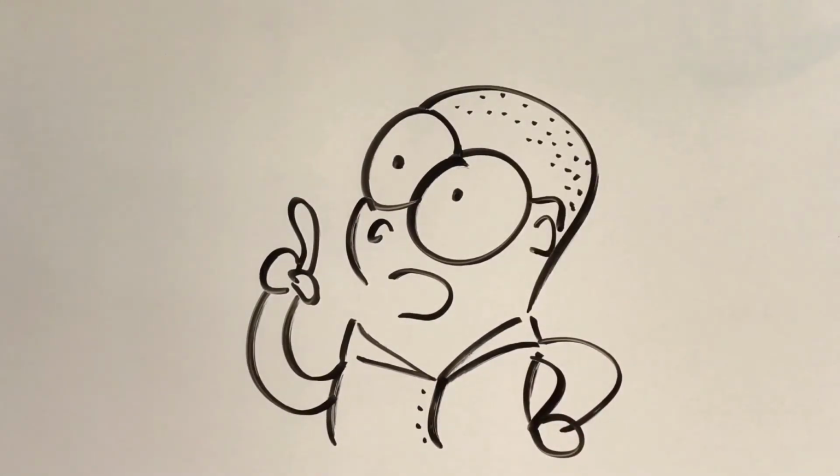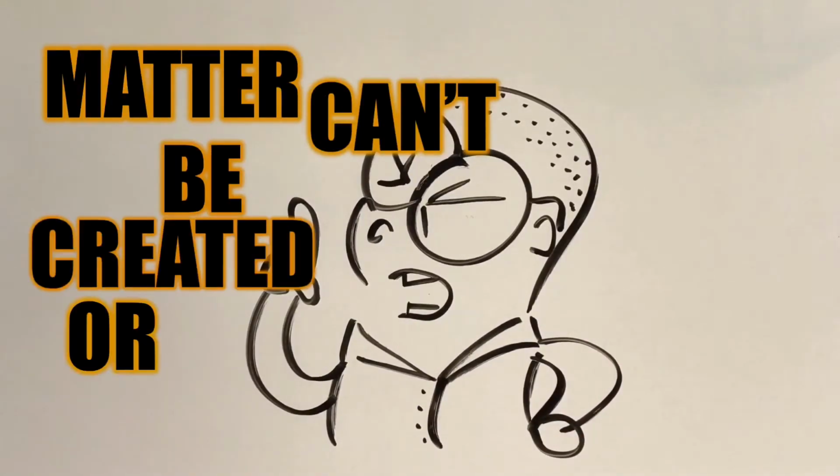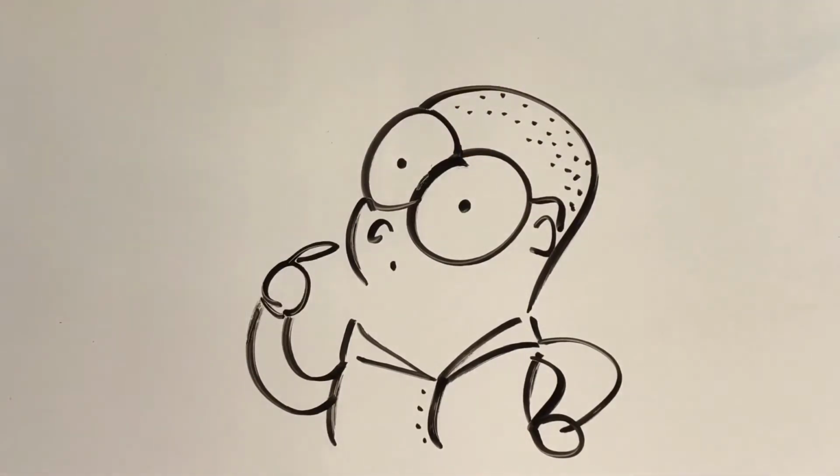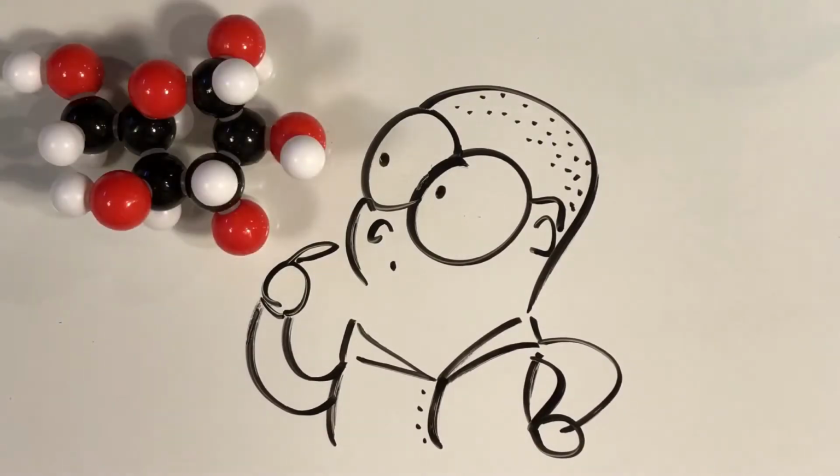Here's one we've seen before. Matter can't be created or destroyed. The mass that the mealworms gained could not have come from nowhere, so where did it come from? This is where chemistry comes in handy.